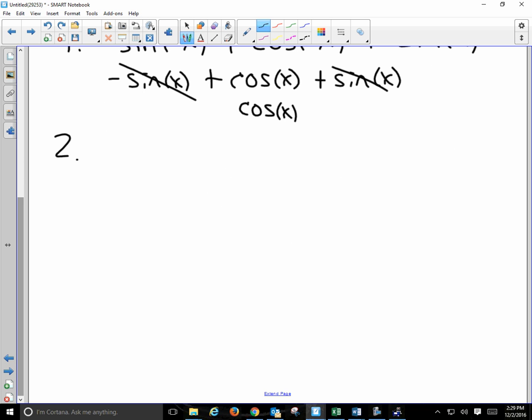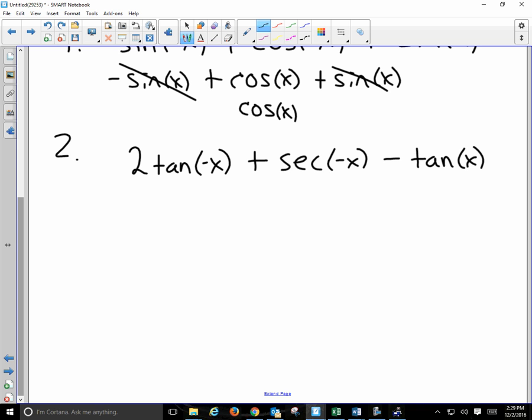Ready for one more? You guys try this one on your own, okay? So we will do 2 tangent of negative x plus secant of negative x minus tangent of x. I'll show you what you're talking about in just a second.